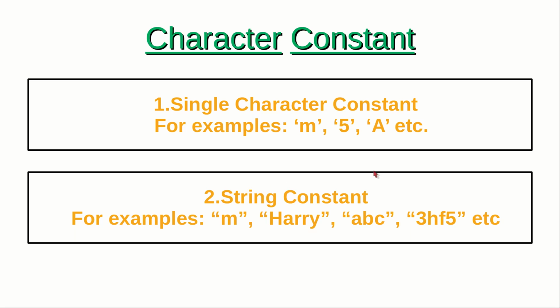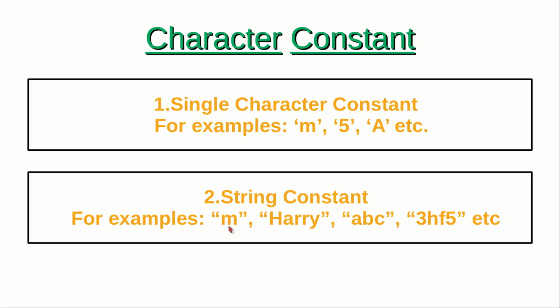Now let's talk about string constant. So string constant refers to a character or a sequence of characters which is enclosed within a pair of double quote marks. So here "m" enclosed within a pair of double quote marks is an example for a string constant. Similarly here, this is a single character string constant because only one character is enclosed within a pair of double quote marks. Similarly here is a sequence of characters enclosed within a pair of double quote marks, so it is also an example for string constant. Similarly "ABC", "3H", "F5" are also examples for string constant.